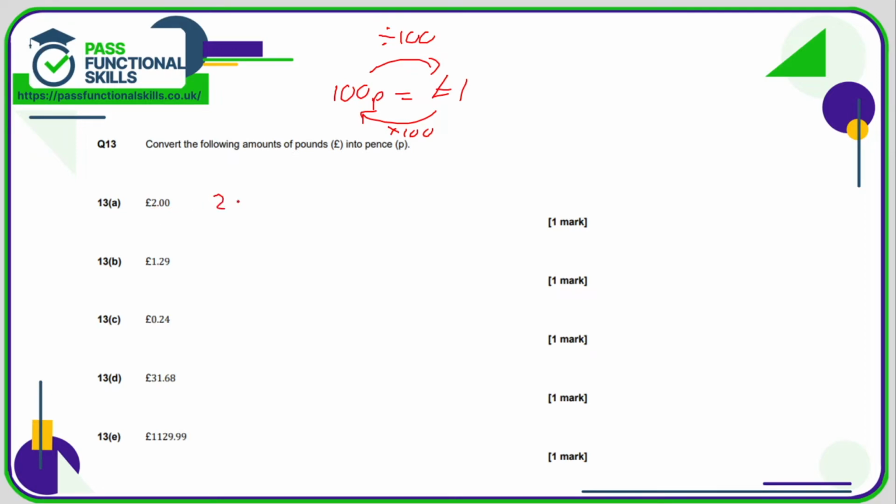So £2, that is 200 pence. 129 pence, 24 pence, 3,168 pence, 112,999 pence. Nice and easy.